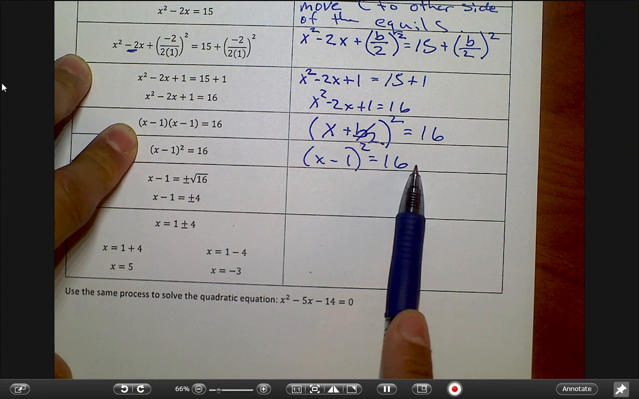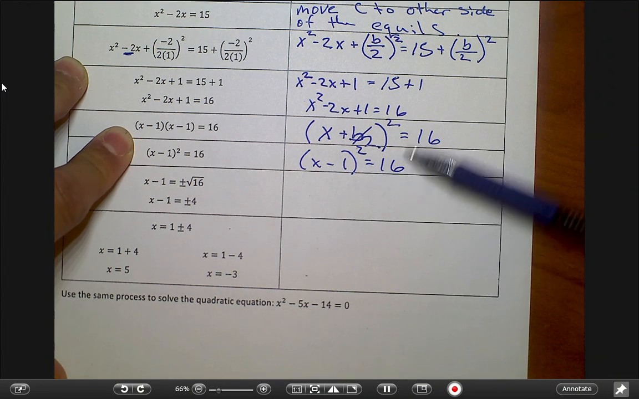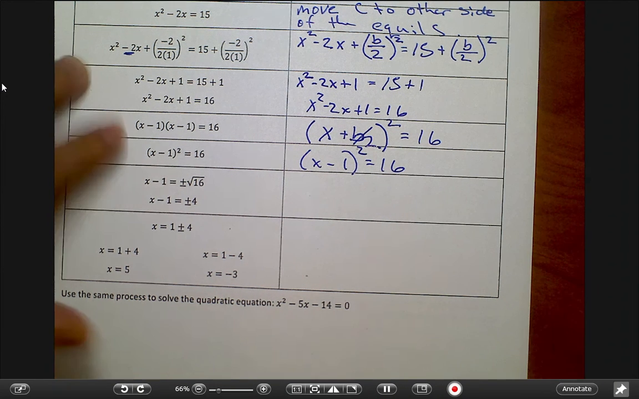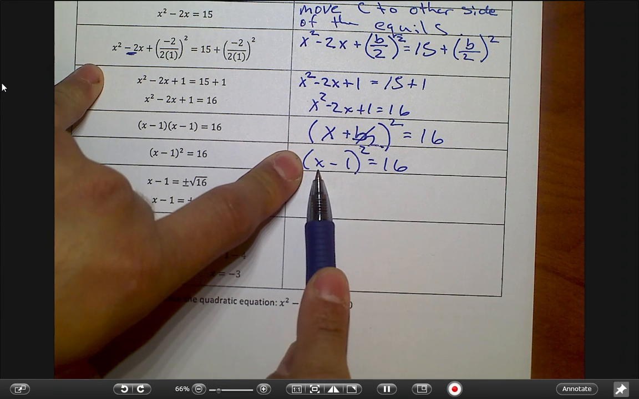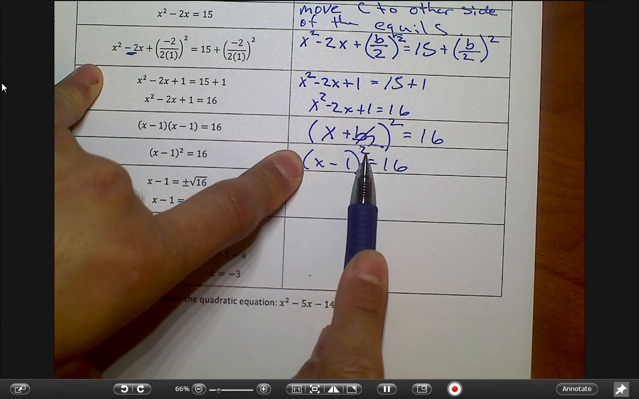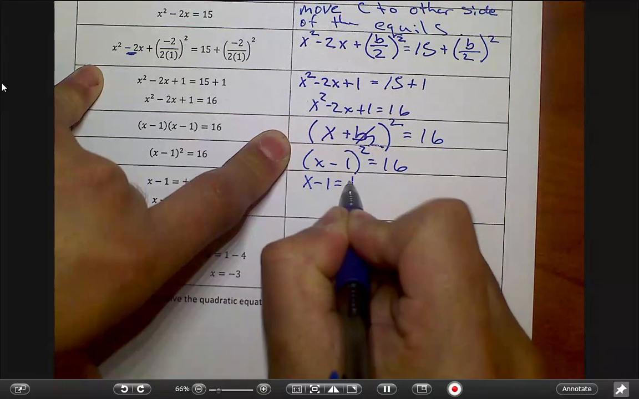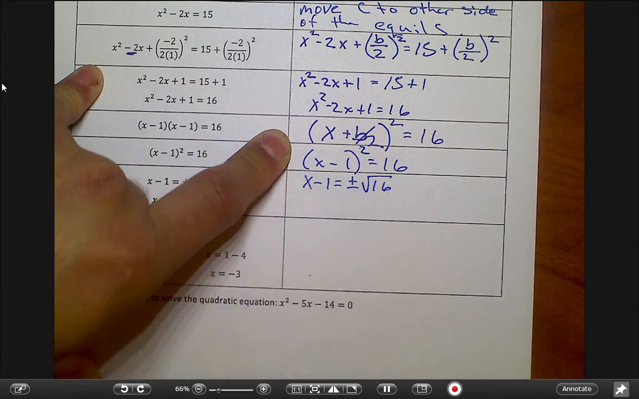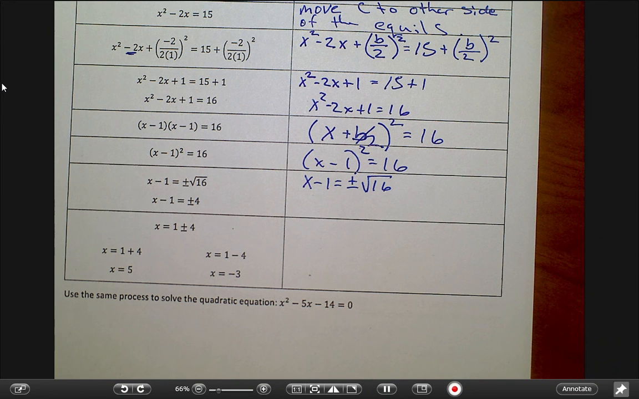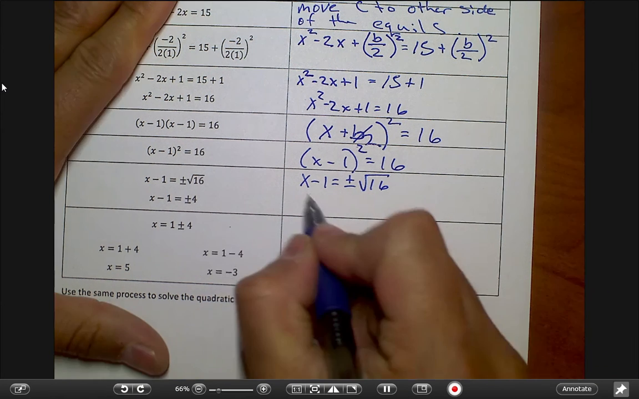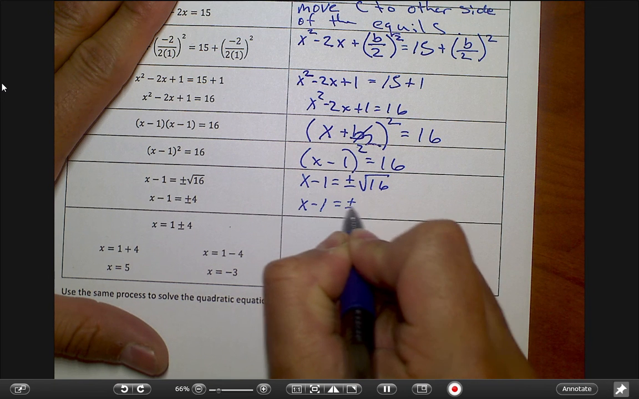Now we're trying to solve for x. So all this right here is getting to my factoring, and now we're going to solve for x. So to get x by itself, I need to undo this. How do I undo a square? Square root. So I get x minus 1 equals plus or minus square root of 16. Okay, and 16 is a perfect square. So that's going to be x minus 1 equals plus or minus 4.